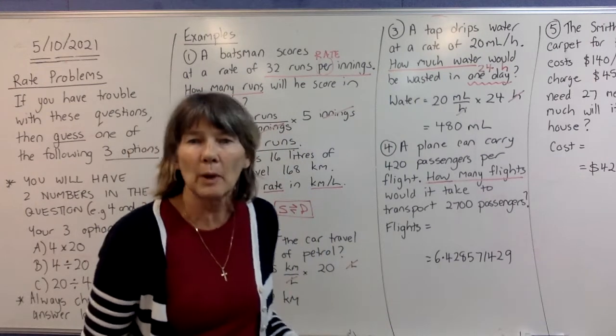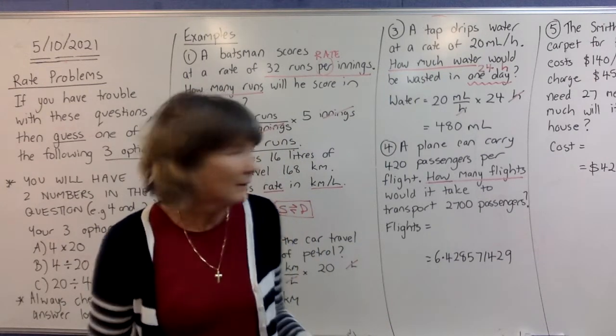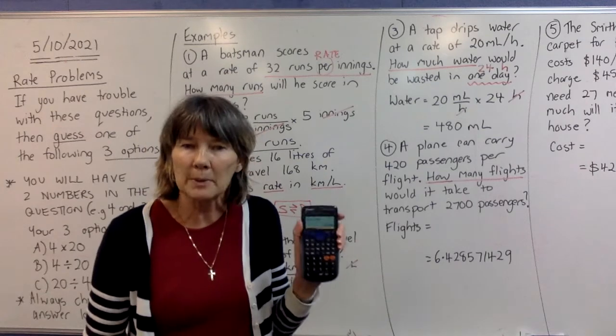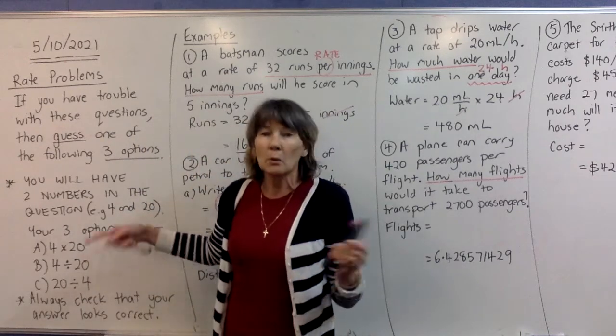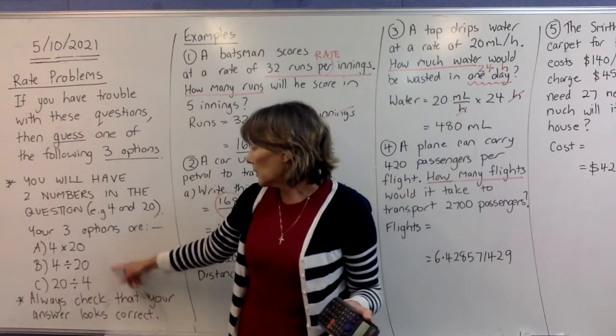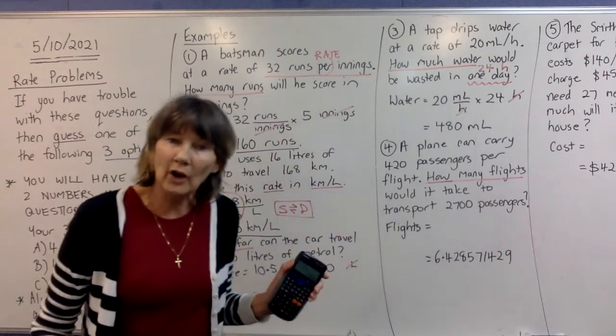That would be less than 1 passenger on each plane. So that doesn't make any sense to times those numbers together. So that option doesn't make sense. We're not going to do that. So then you've got your other 2 options of dividing.